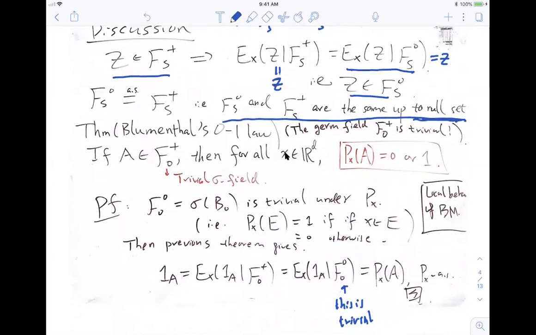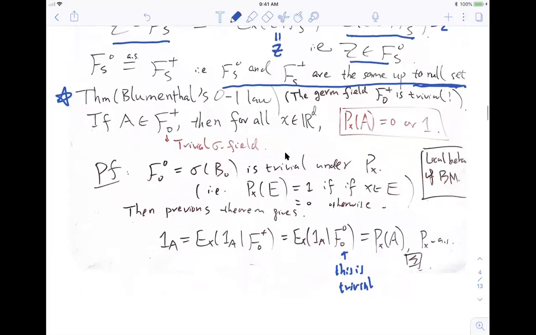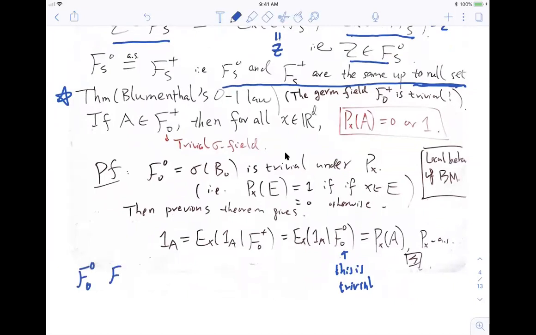But you see that now, the first corollary is Blumenthal's 0-1 law. It's called the 0-1 law, but really the germ field is trivial. If you look at time zero, F0 and F0 plus, of course this should be equal almost surely. I know this is trivial. So this should be trivial as well.